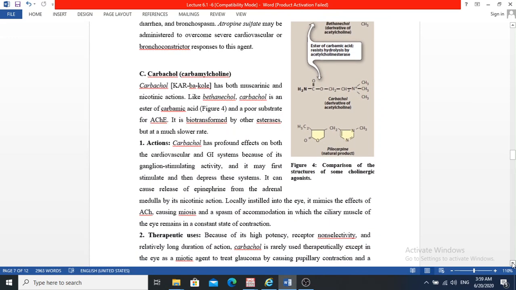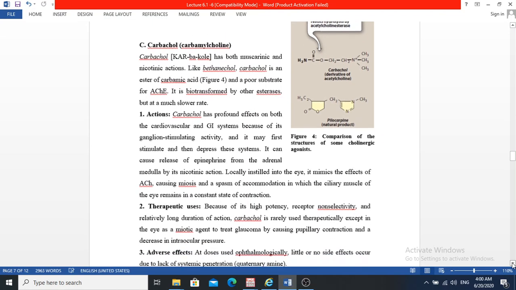Carbachol has both muscarinic and nicotinic effects, not only muscarinic like bethanechol. Like bethanechol, carbachol is an ester of carbamic acid and a poor substrate for the acetylcholinesterase enzyme. It is biotransformed by other esterases, but at a much slower rate.